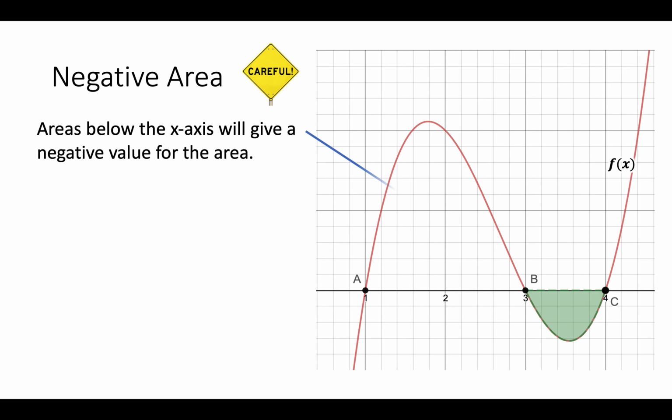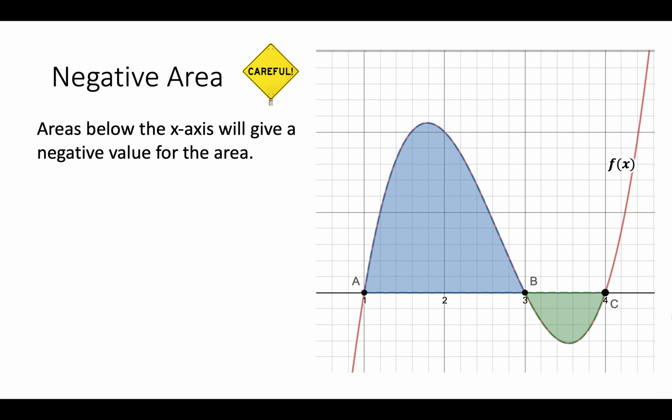If you were asked to find the total area under this curve, like this, with the blue area and the green area, you could not just integrate between 1 and 4, because this negative area would subtract from the total area, making a smaller area. So what I would do is integrate between 1 and 3, and integrate between 3 and 4, and just make this area positive, and just add them together. Okay. So just be careful if you know your graph dips below the x-axis.